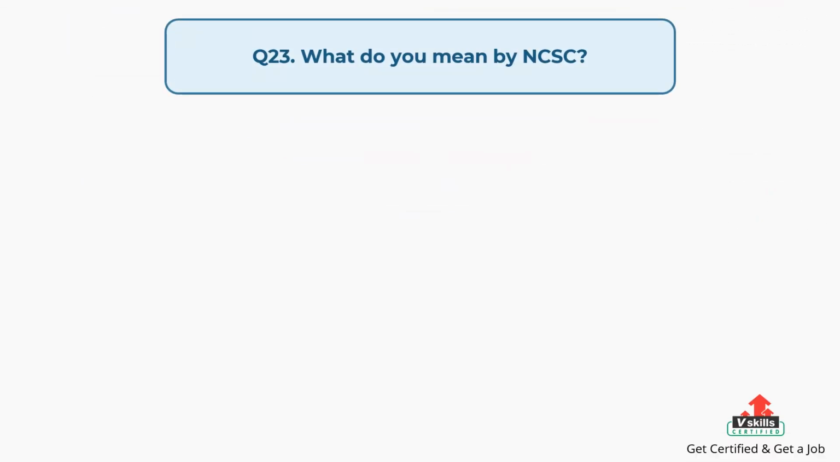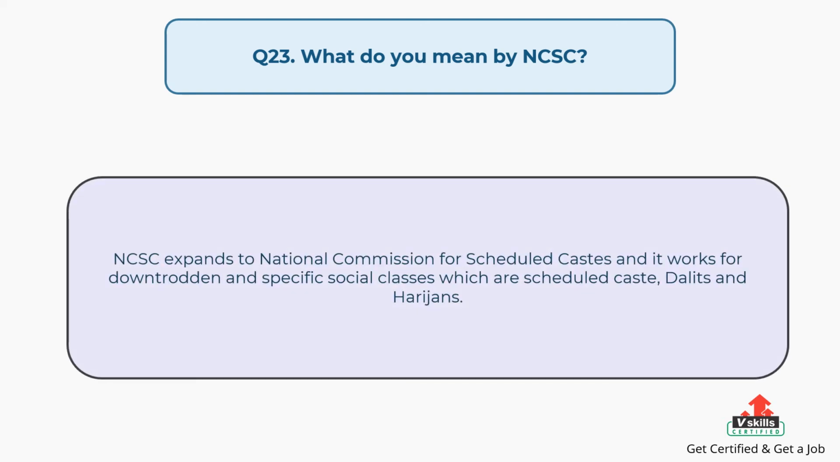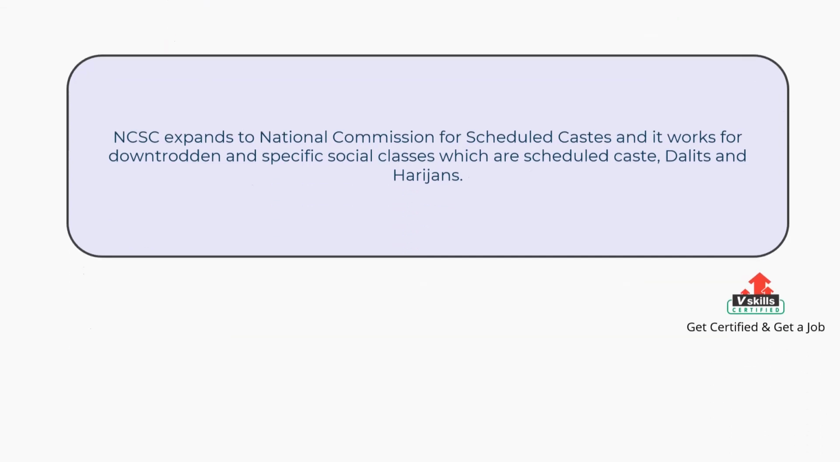Question number 23. What do you mean by NCSC? The answer is: NCSC expands to National Commission for Scheduled Castes, and it works for downtrodden and specific social classes, which are scheduled caste, Dalits and Harijans.